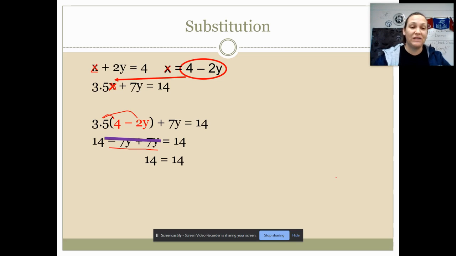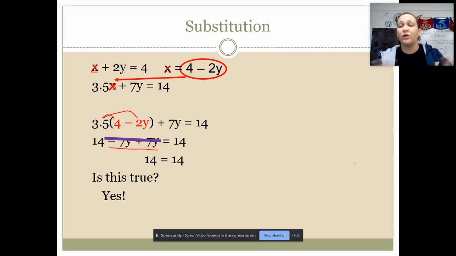If all of your variables cancel and you get 2 numbers, then you need to ask yourself, is this true? Does 14 equal 14? And yes, it is true. 14 does equal 14. Now, yesterday we said when it is not true, you write no solution. There are no answers to this problem. If I were to graph it, the lines would not intersect. Today, though, we got that this problem is true. 14 does equal 14. So we need to use our other special answer from this chapter.